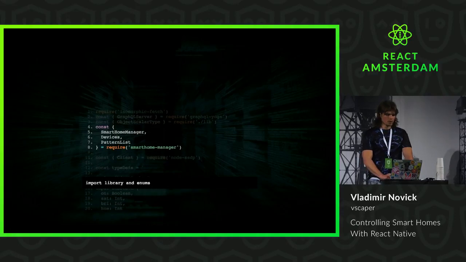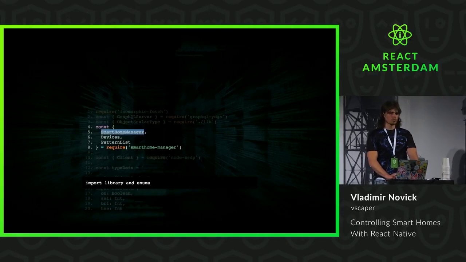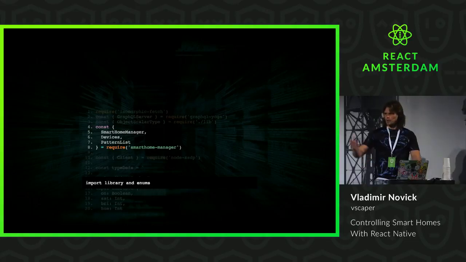Then I require Smart Home Manager, which is the main point of the package, devices and pattern lists. Devices and pattern lists are, under the hood, enums. Devices are basically the types of these 3 devices. Currently only 3 are supported, later on probably more. At least I need that for my home, so I will support more. And pattern list, you've seen that flickering thing with the Chinese light bulb, right? There is a list of around 11 patterns you can use with this type of light bulb, and it supports all of them.